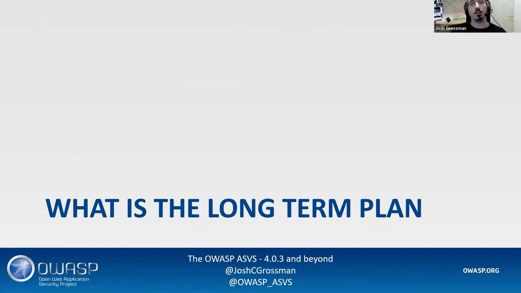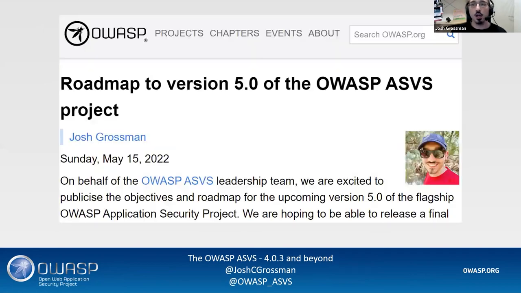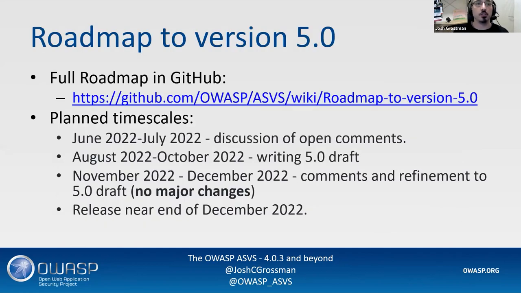So what's the long-term plan? What I've been speaking about up until now is how the standard is in version 4.0. But right now, we're looking ahead to version 5. We recently released the roadmap for version 5, which includes both a timeline and our principles, our aims, what we want to see in version 5. Firstly, in terms of timescales, we are hoping to release version 5 by the end of the year. It's quite an aggressive timescale. There's a lot to do, but we're hoping that we can push that forward.